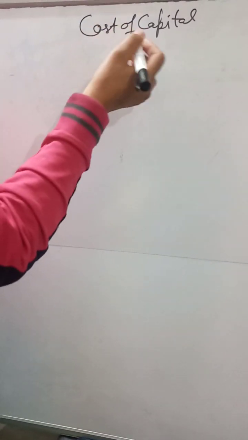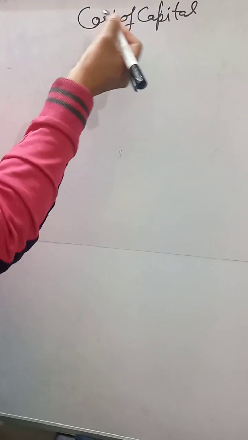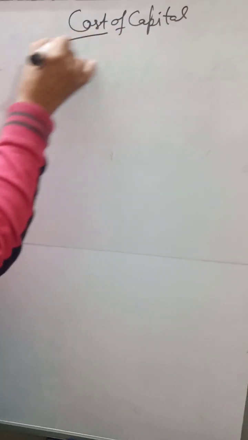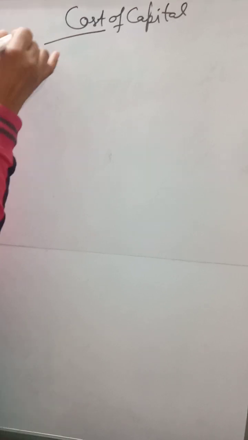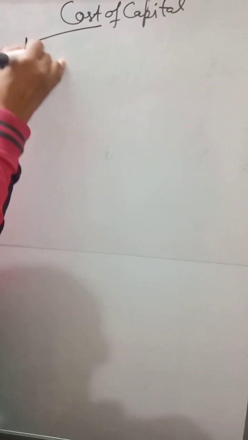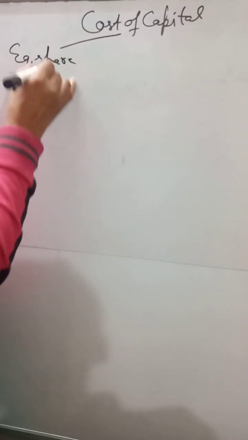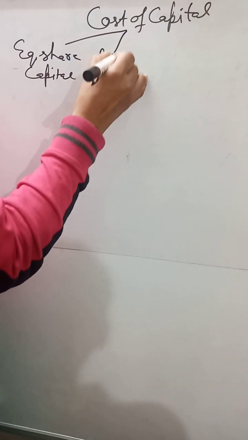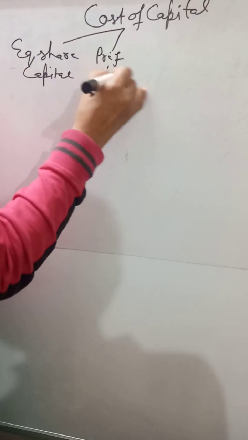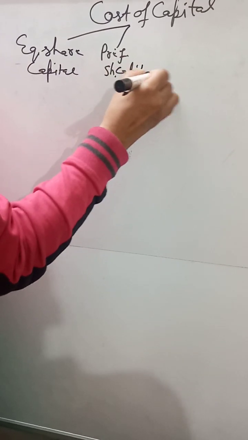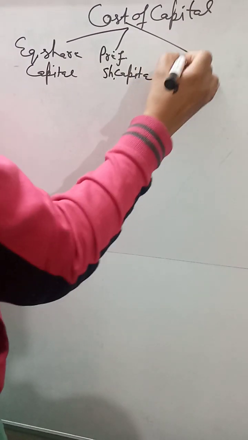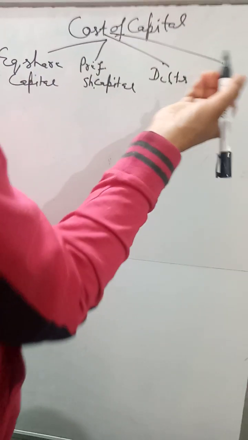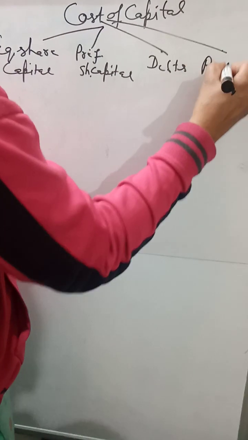There are different sources through which the company can collect capital or can take cash. For example, the company can take cash through equity share capital, and a company can collect money through preference share capital. A company can collect money through debts, and a company can collect money through retained earnings.